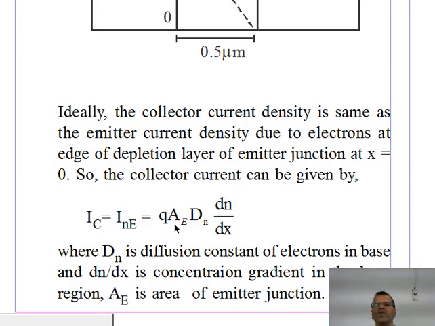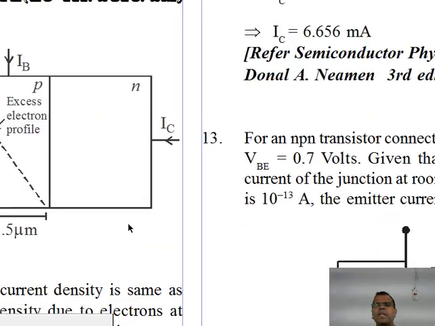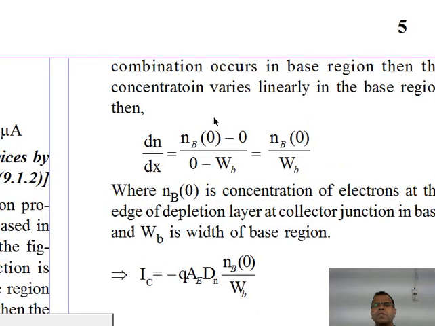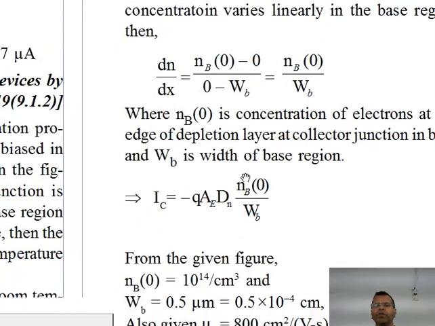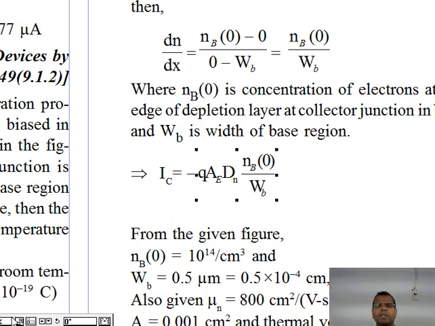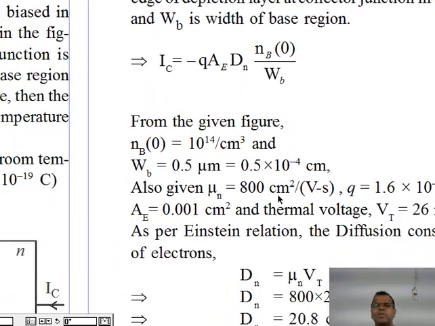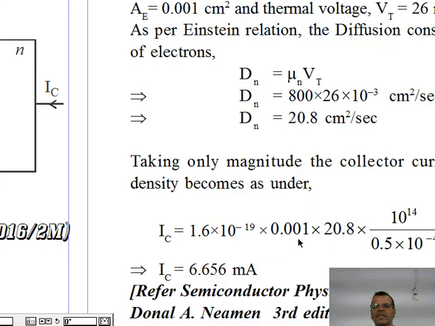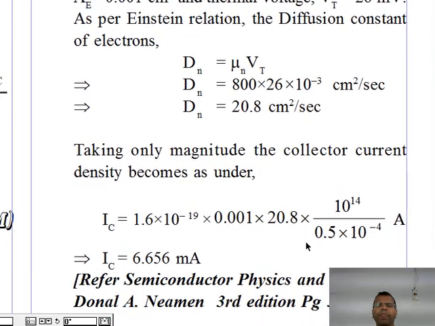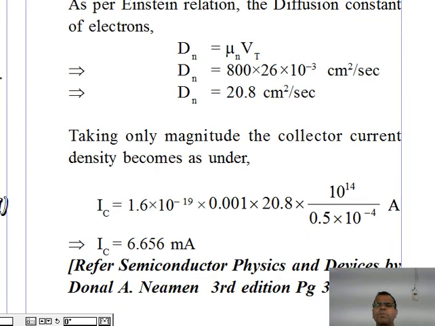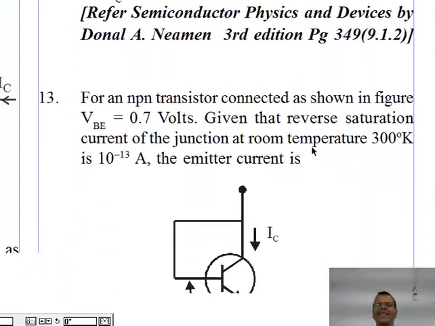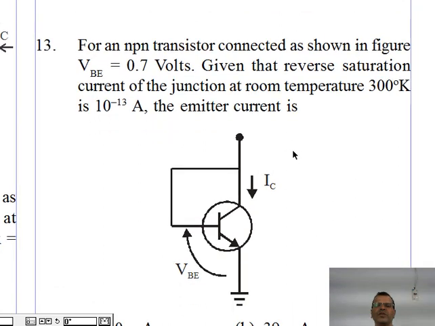So IC is what? q A E D n, dn by dx. So all the parameters are given to you. dn by dx is the concentration over W B minus 0. This is given to you, this is given to you. So you get the collector current here. That will be the expression for collector current. By putting all the values given to you, you get the collector current like this. So the questions are simple. Questions are directly based on the formula, provided you remember all the formulas and concepts. Fine, let us see the next question.